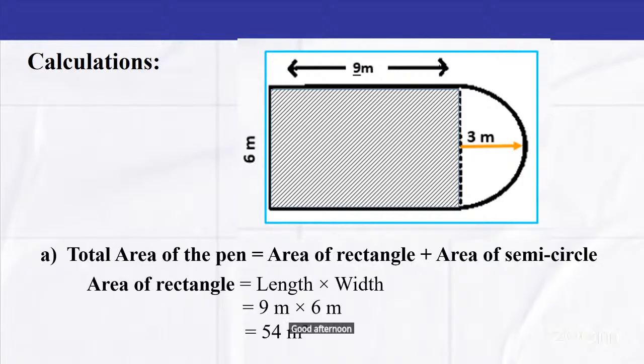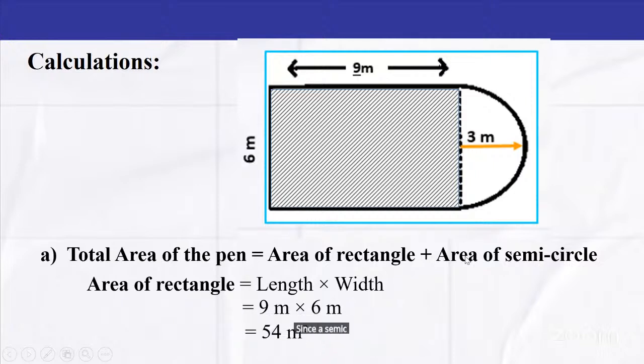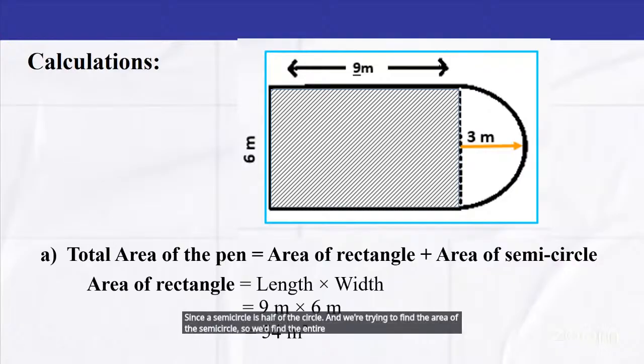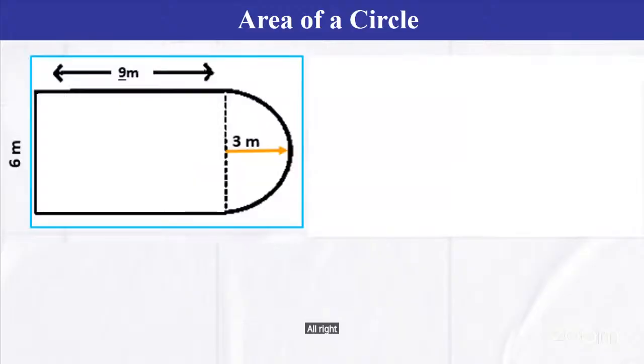Good afternoon, everyone. Good afternoon, Deanna. Okay, so I think it would be the area of the circle divided by 2, since a semicircle is half of the circle, and we're trying to find the area of the semicircle. So we'd find the entire area first, then divide the whole circle by 2 to get half. Pat yourself on the shoulder. Wonderful. Thank you, Deanna. You have said it all. Welcome.